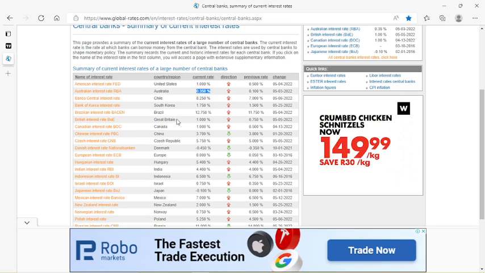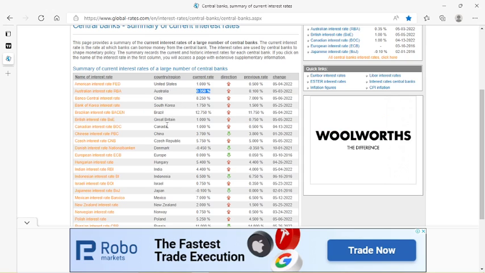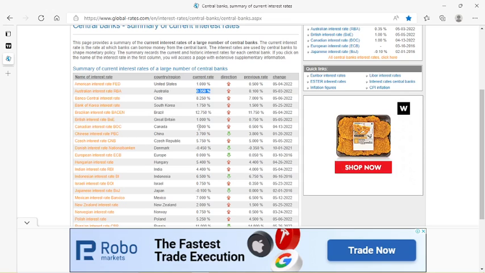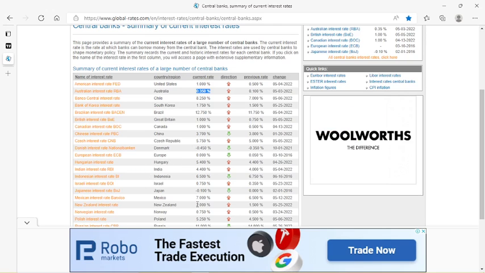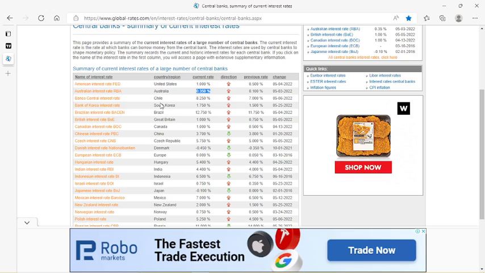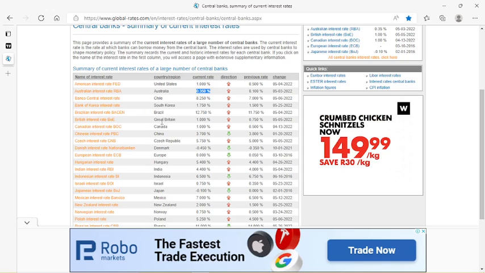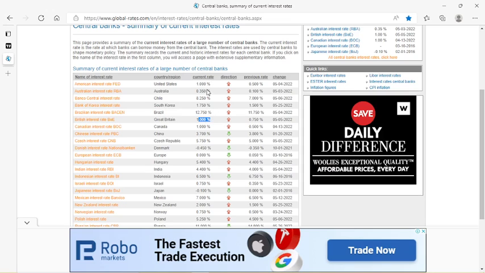So again, let me look for another scenario that I can use. Where's the British pound? Okay, the Canadian dollar is at 1%, and the New Zealand dollar is at 2%. I don't want to look at NZD JPY. So Great Britain is at 1%, and let's use GBP USD. At the current rate, they are both on 1%.